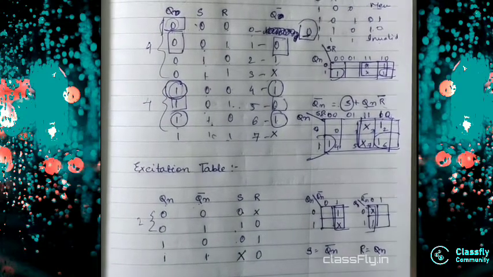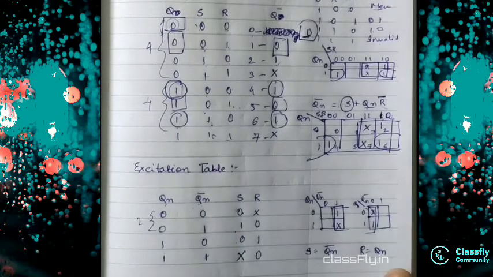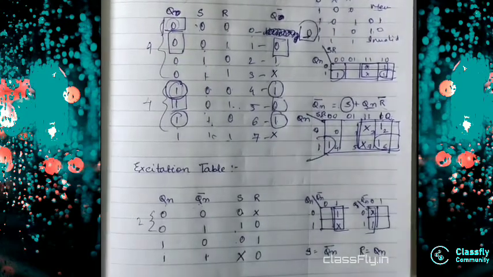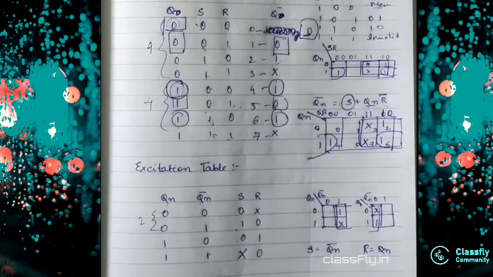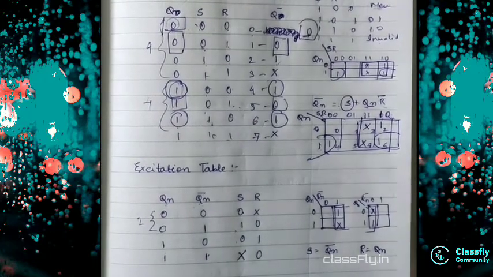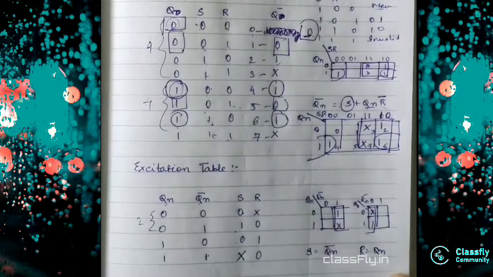I have already made it. You can see it and can do it yourself. So 3 tables, that is the truth table, characteristic table, and the excitation table, are the most important parts of the SR flip-flop, and I hope you all understood.